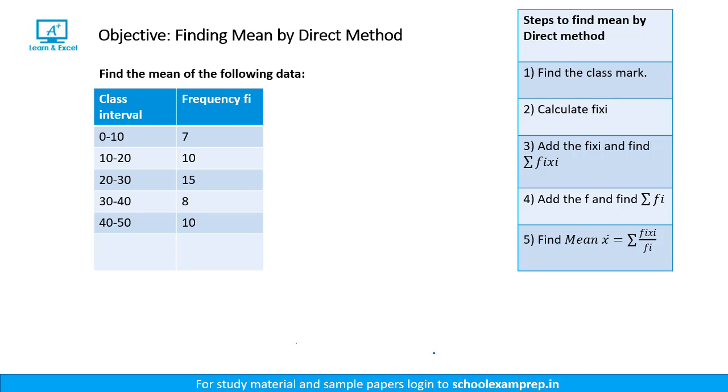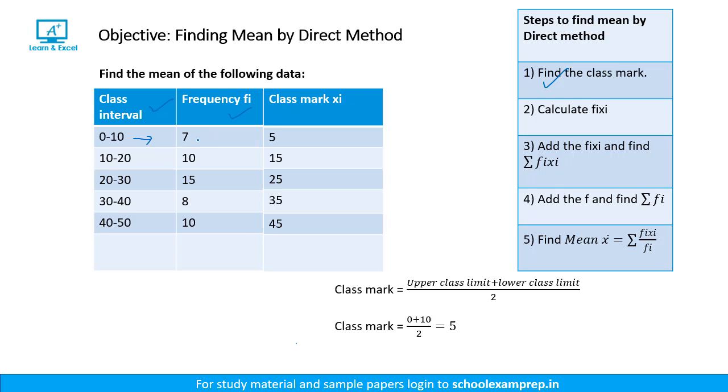Let us find the mean of the data given to us. We have the class interval and the frequency given. Let us first find the class mark. We look at the class interval and then we find the class mark by adding the upper class limit plus the lower class limit and dividing it by 2. So for the first class interval 0 to 10, we will add 0 plus 10 and divide it by 2. We will get the answer as 5. So our first class mark is 5. We similarly find all the other class marks.